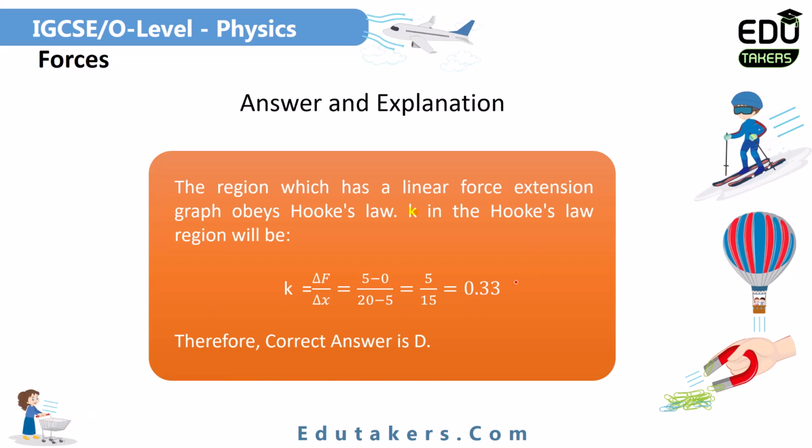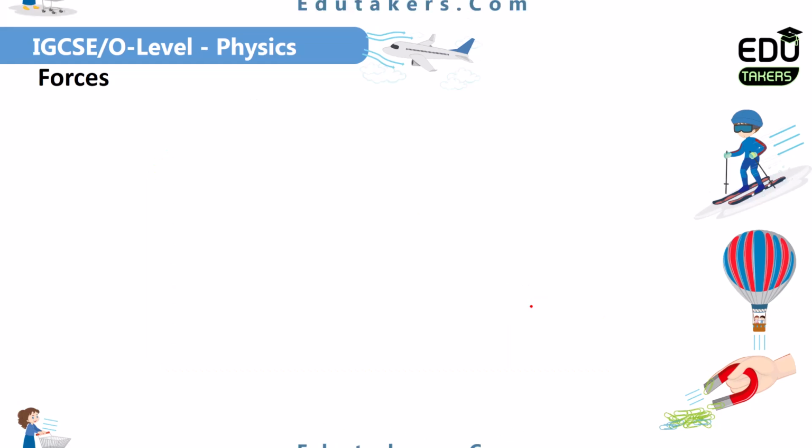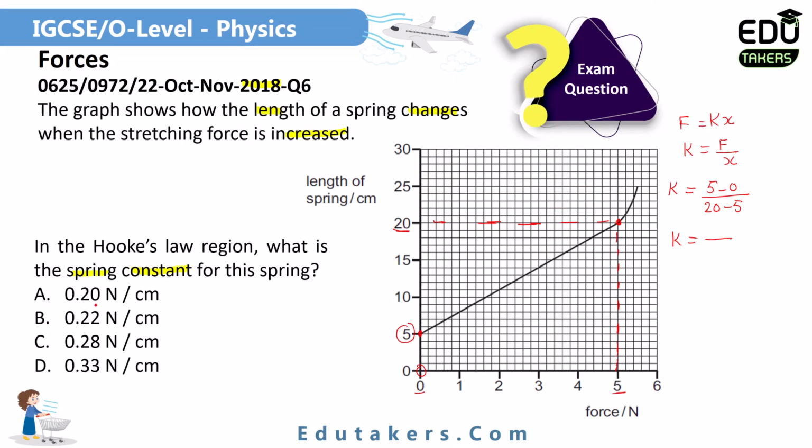It's missing here. So its unit is Newton per centimeter. The spring constant comes to be 0.33 Newton per centimeter. It's given in the answer D. So D is the correct answer. Let's go back and see the answer D. In the answer D, 0.33 Newton per centimeter is given. It means that answer D is correct from here.